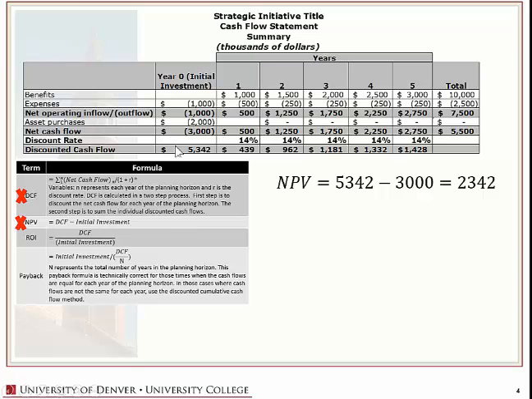Here we take that discounted cash flow and divide it by the initial investment, and we'll express that resulting number as a percentage, which will demonstrate the return on investment. Again, fairly simple formula. Take the $5,342,000 divided by the $3 million, and we have a return on investment of 178%.